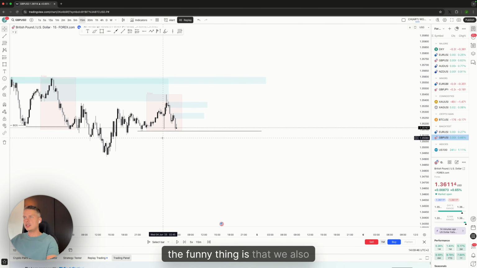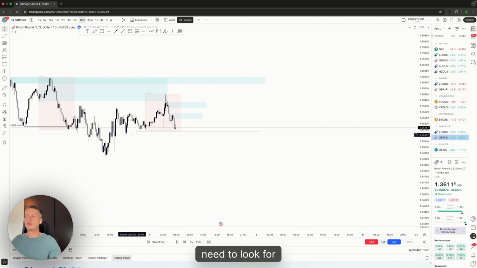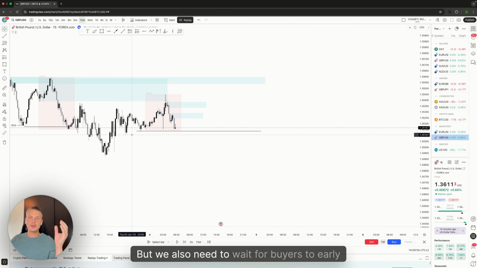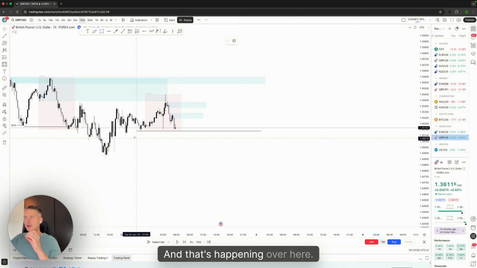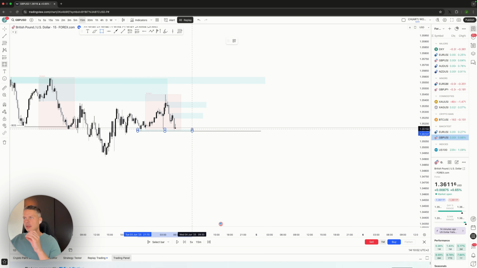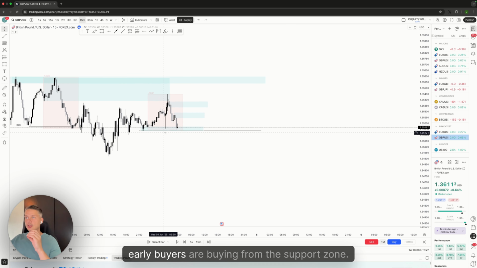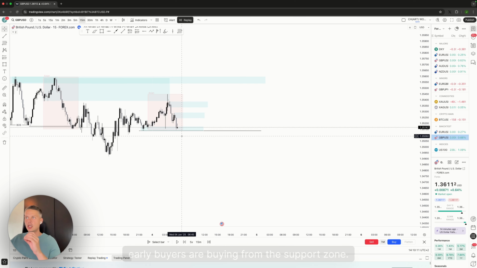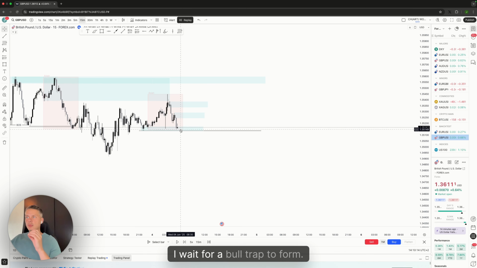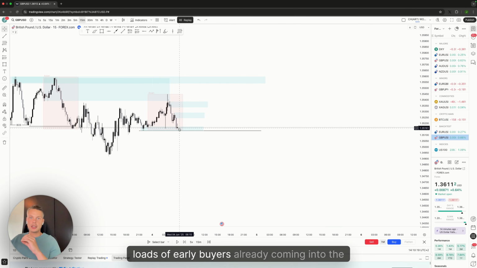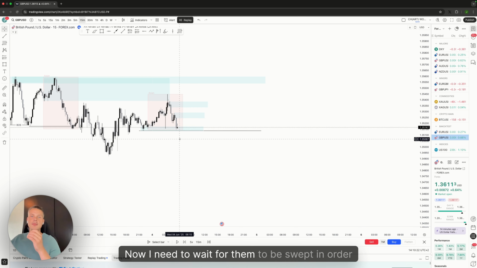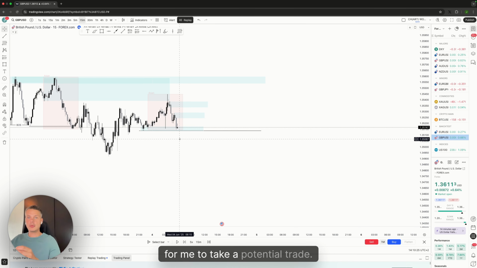Well, the funny thing is that we also need to look for a trap. So I look for one side to be induced, but we also need to wait for buyers, early buyers, to get into the market as well. And that's happening over here. So what do we create? We create a support zone. So I know early buyers are buying from the support zone. So what do I wait for? I wait for a bull trap to form. When I see a bull trap forming, now I know, all right, loads of early buyers are already coming into the market. Now I need to wait for them to be swept in order for me to take a potential trade, right?